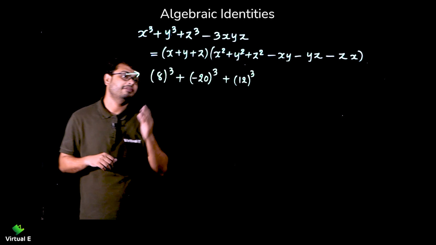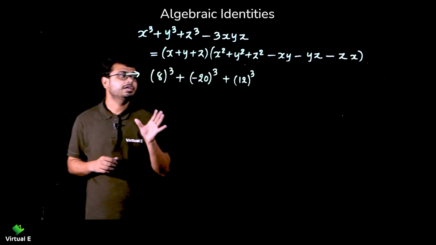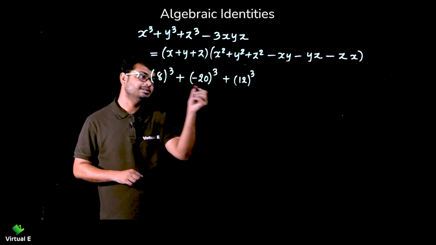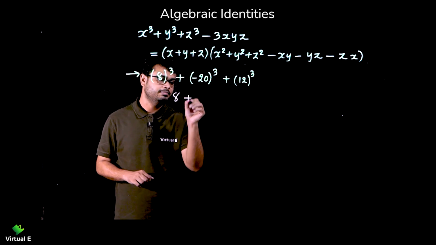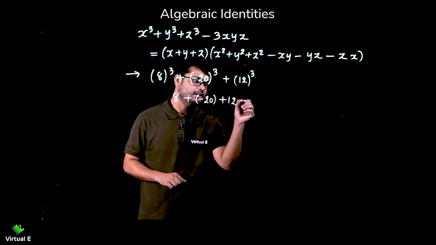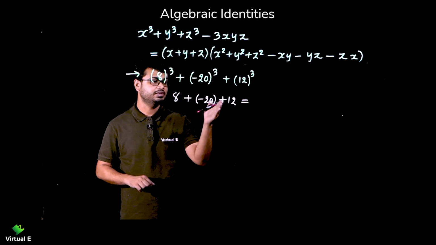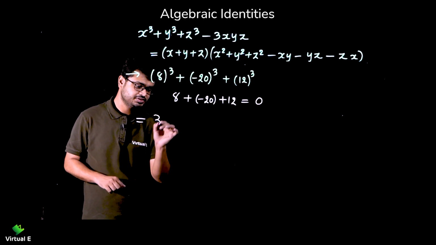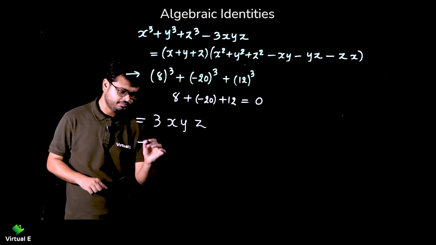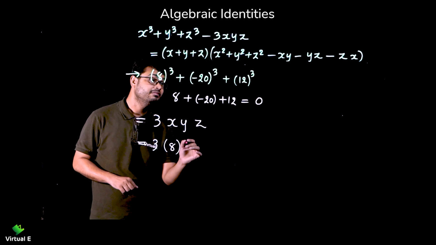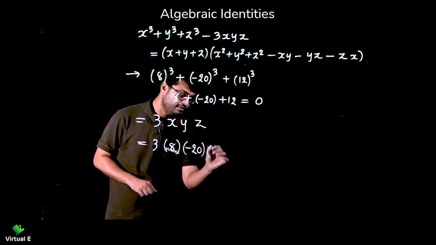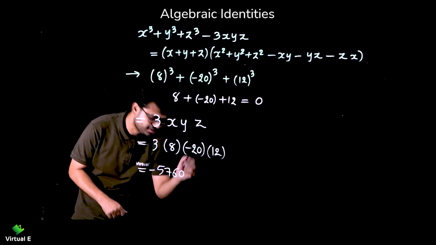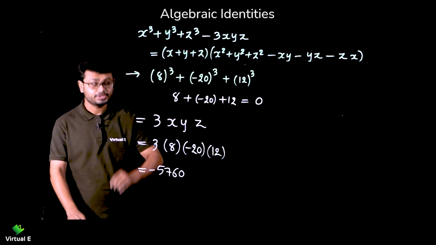Let's discuss one more question. We have 8 cube plus minus 20 cube plus 12 cube, and we need to find this value without actually finding the cube. So we know very well what we are supposed to do first: we need to check if we add these numbers, are we getting 0 or not? So 8 plus minus 20 plus 12 is equal to, see, minus 20 and 12 also makes 20, right? So finally the answer will be 0. So what will be the answer? We can write the direct answer, that is 3 into x, y, and z, this form. So x we will take as 8, y as minus 20, and z as 12. So if we multiply these numbers, we are going to get minus 5760. Simple, right?